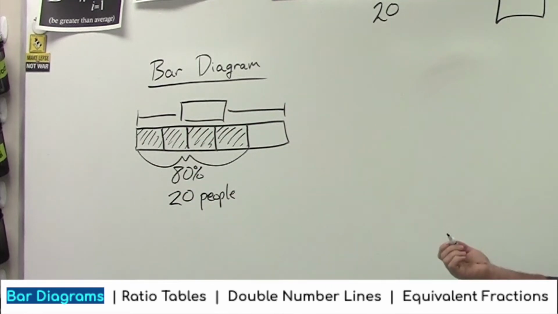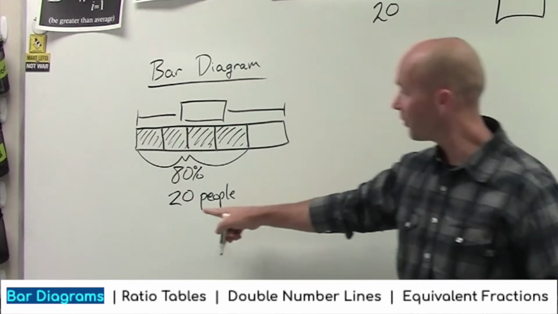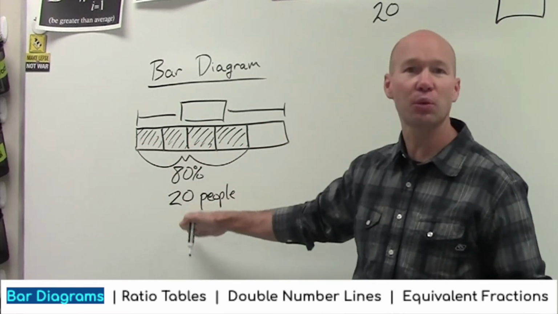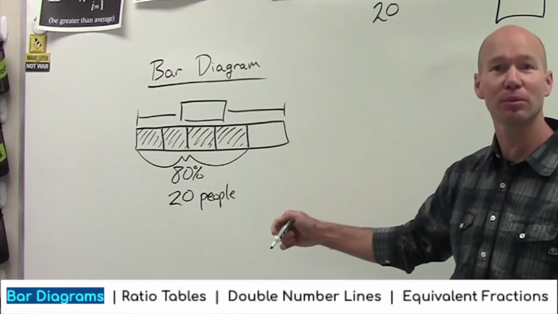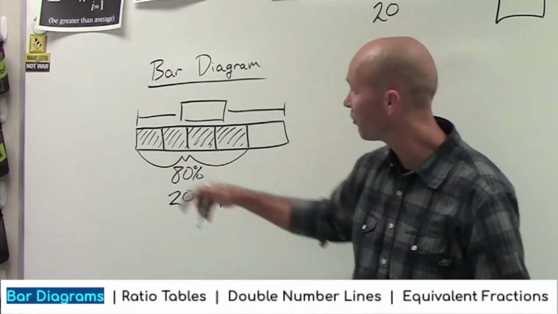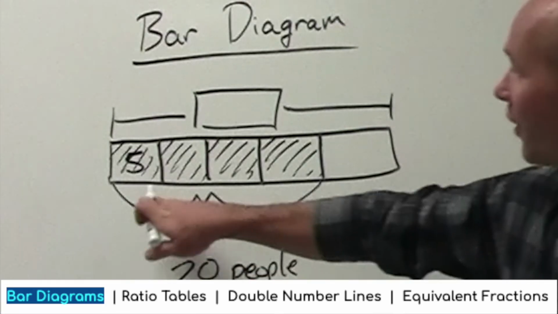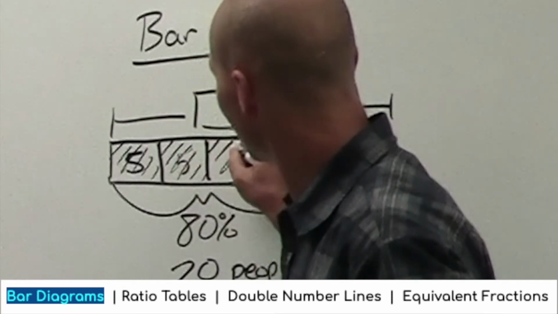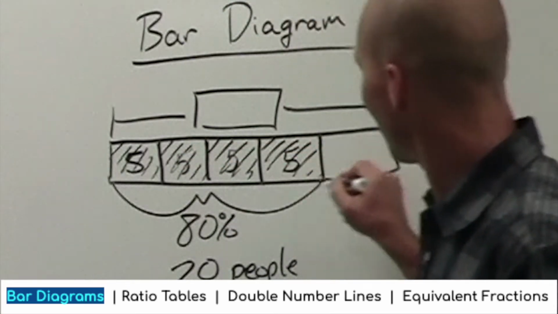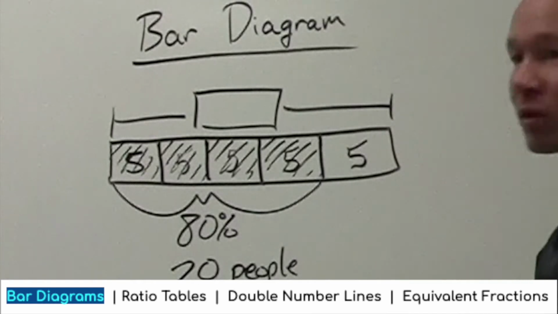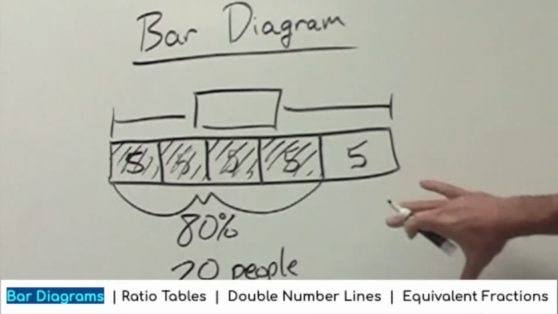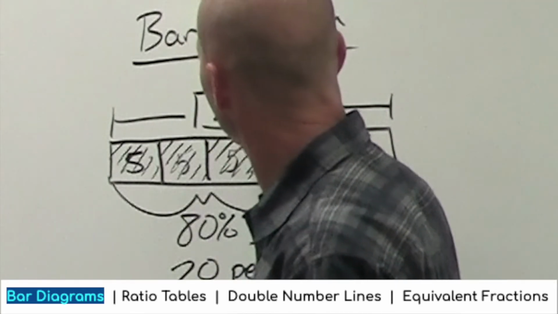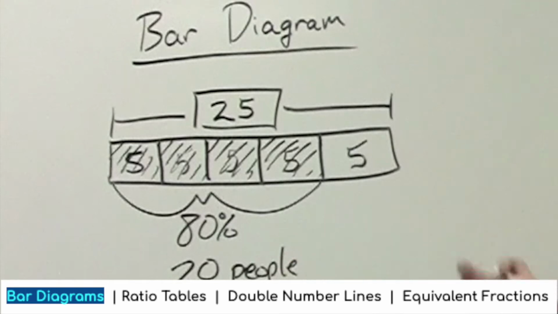How can we do that? Well, we can just divide 20 divided by 4, because we have 4 groups that have 20 people. And how many people are in each of those 4 groups? Yeah, 20 divided by 4 is 5. So I have 5 people in this 20%, 5 in this 20, 5 in this 20, 5 in this 20, 5 in this 20. So what is the amount that is in the entire bar? 25 people. So she has 25 people in her club.